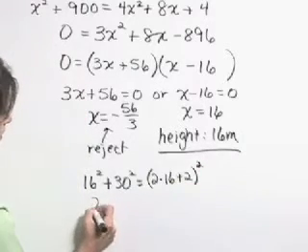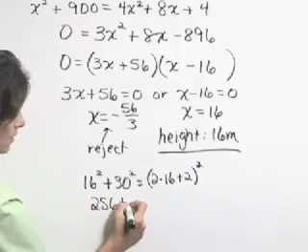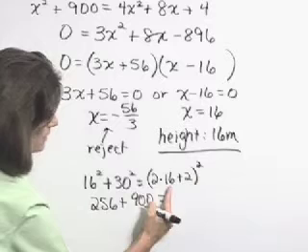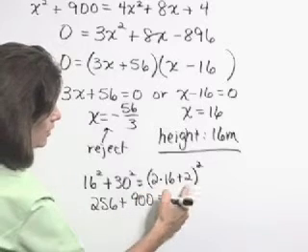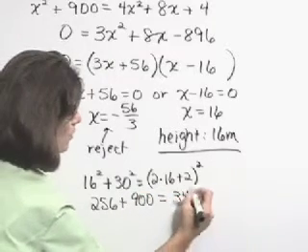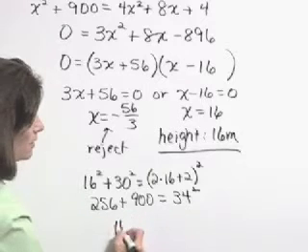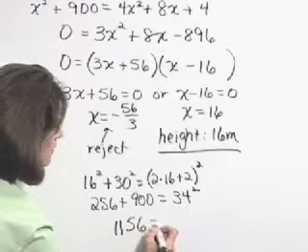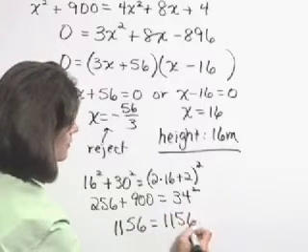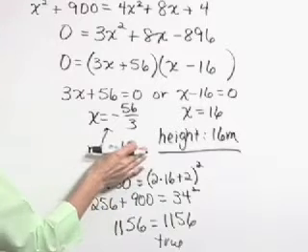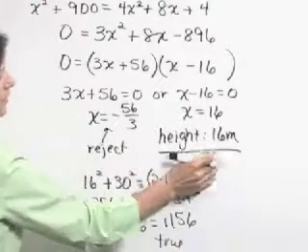Well, 16 squared is 256. 30 squared, that's 900. 2 times 16 is 32, plus 2 is 34. Square it. 256 and 900 is 1156. 34 squared is 1156 also. This is a true statement. Therefore, the height of this tower is 16 meters.